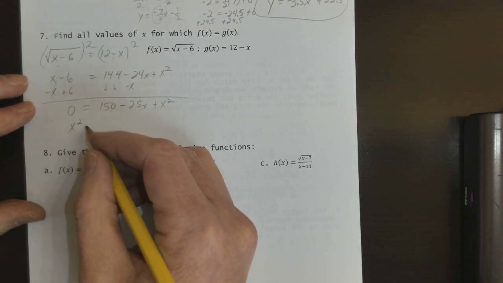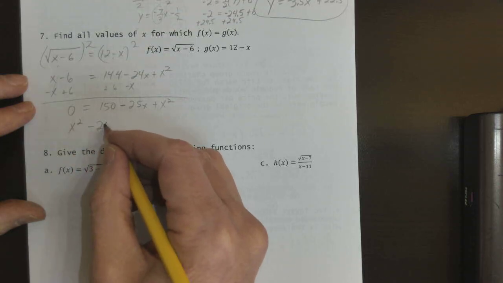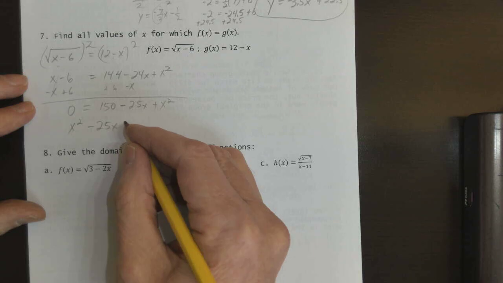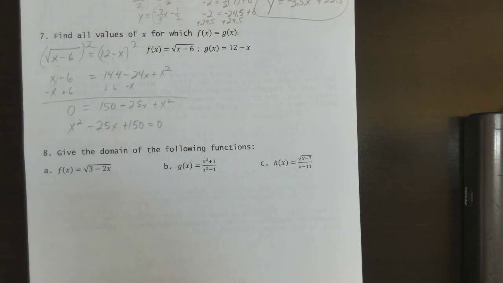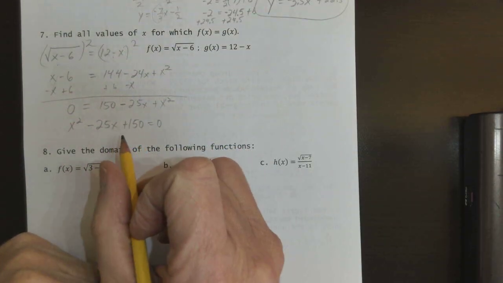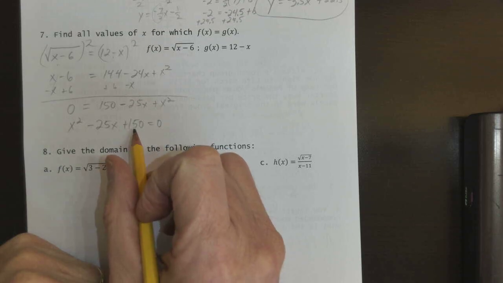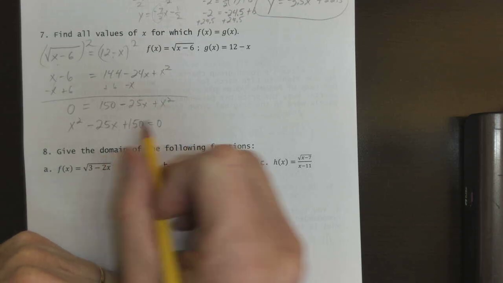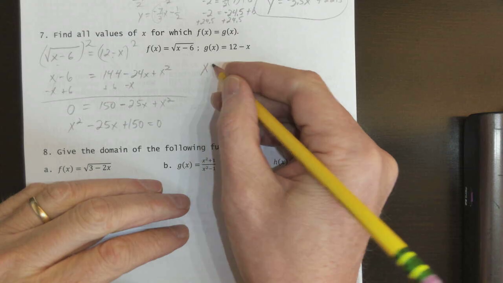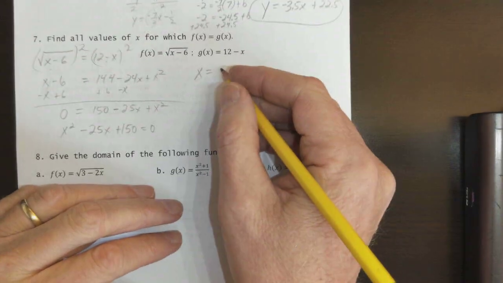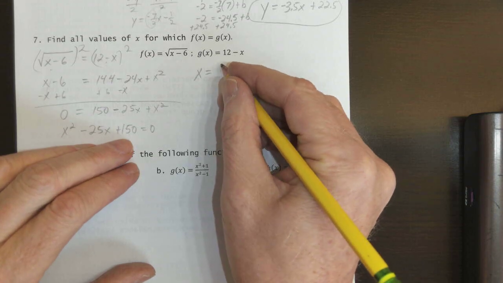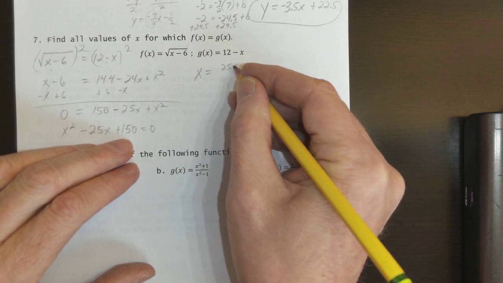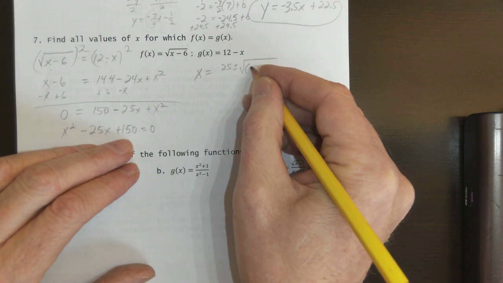So x squared minus 25x plus 150 equals 0. 25 times 6, 75 times 2. I don't know if that factors or not. I'm going to go to the quadratic formula. Negative b plus or minus square root of.